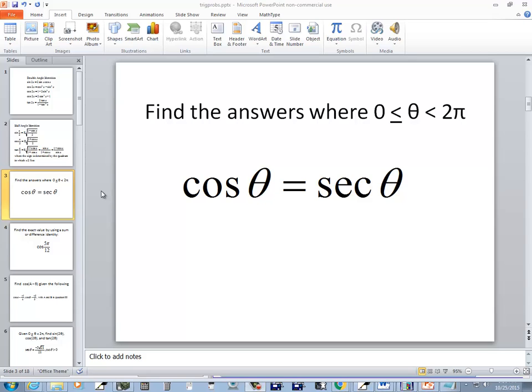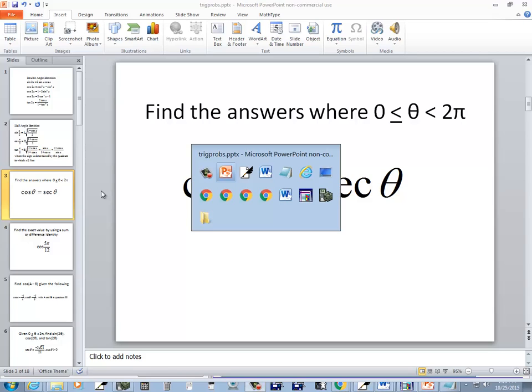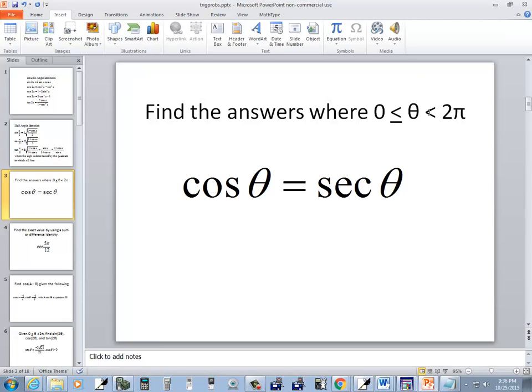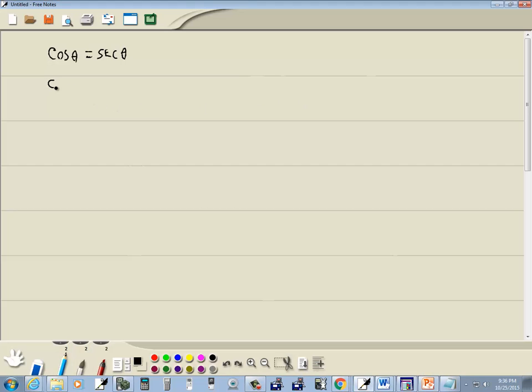Let's take a look at this problem. We got cosine theta is equal to secant theta. This is an example where we're going to use identities to put everything in terms of the same trig function. And we're again looking from 0 to 2 pi. Well, remember that secant is equal to 1 over cosine.